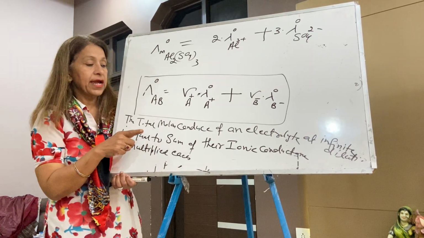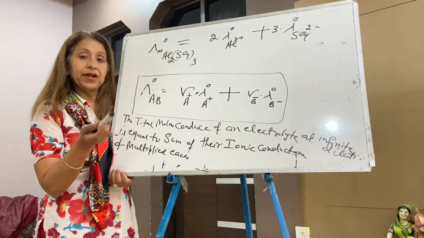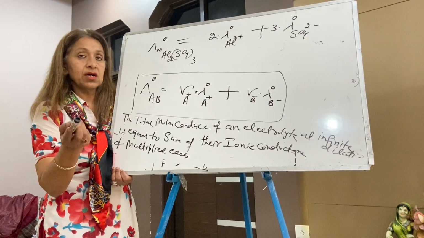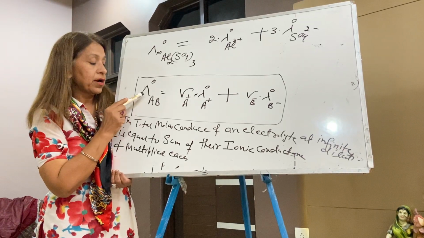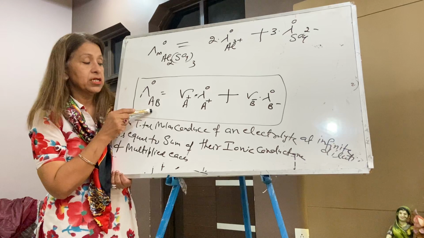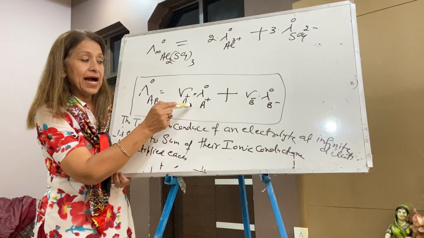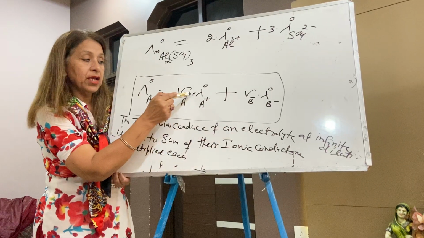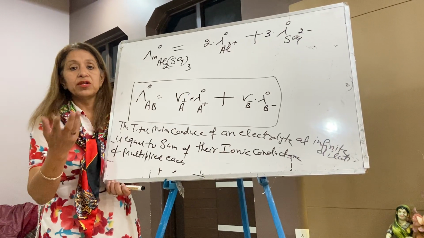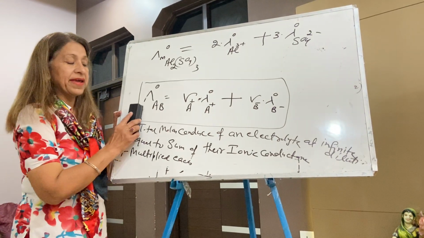Again listen and see my finger and pen along with these lines. According to Kohlrausch, no need to cram, just understand, the total molar conductance of an electrolyte at infinite dilution is equal to the sum of their ionic conductance, multiplied each ionic conductance with the number of cations and number of anions. Let us start the numericals.